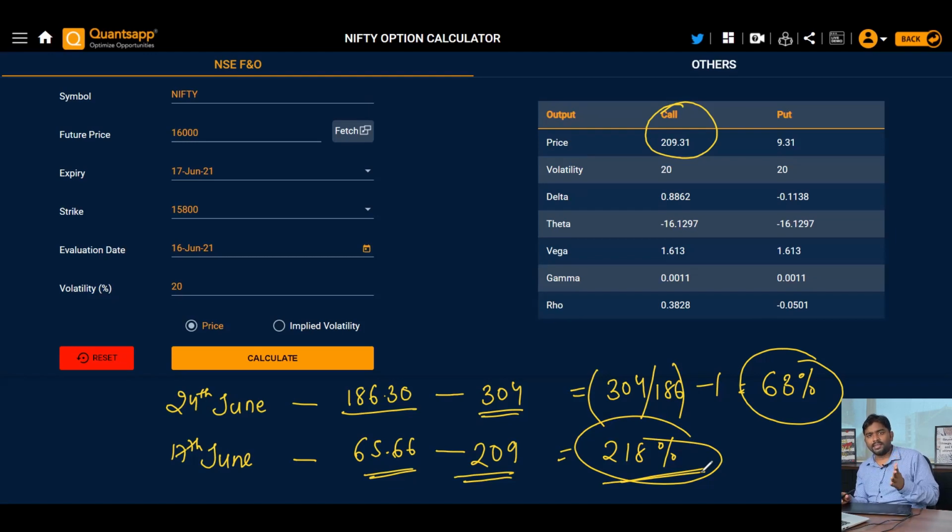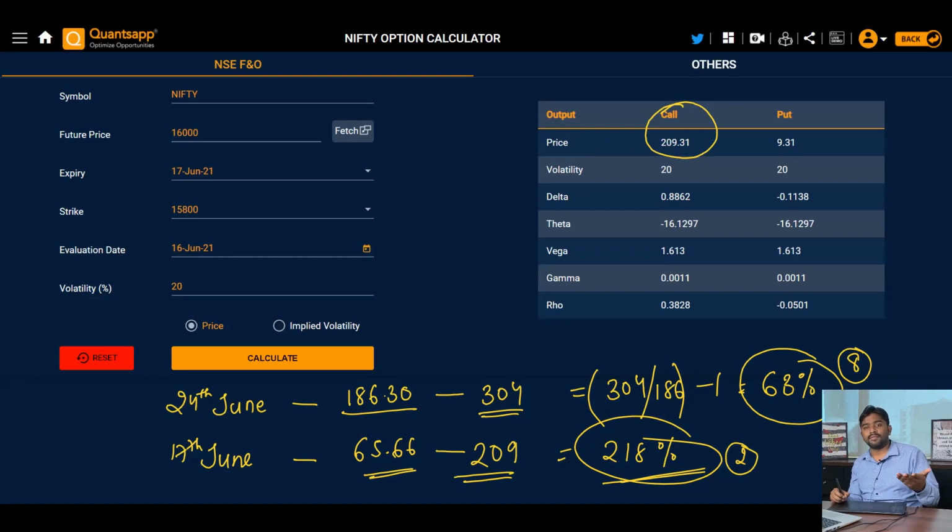We have calculated the theoretical price for the far away expiry and the near expiry, because we have only two days left in this expiry, and here we have 8 days. So when there is a drastic change in the price, the current expiry will always react more to this particular change rather than the far away expiry.